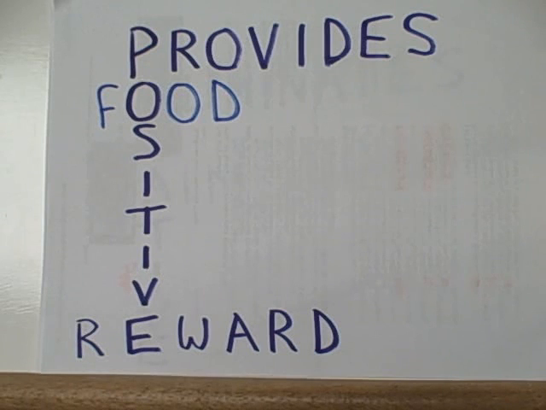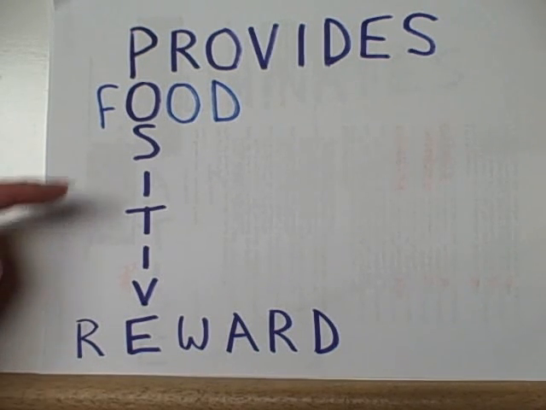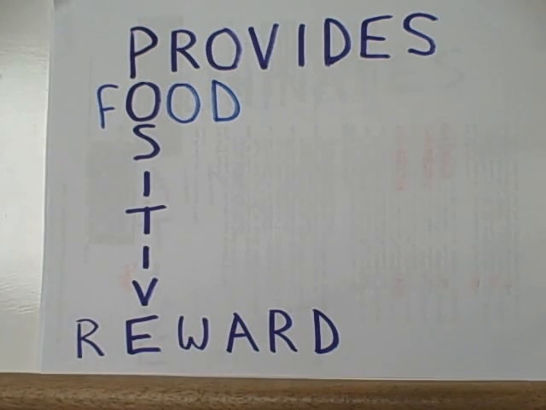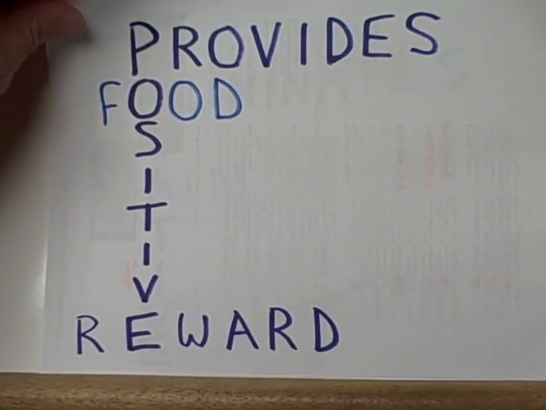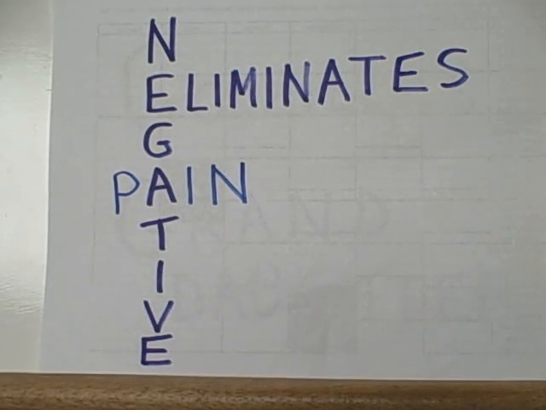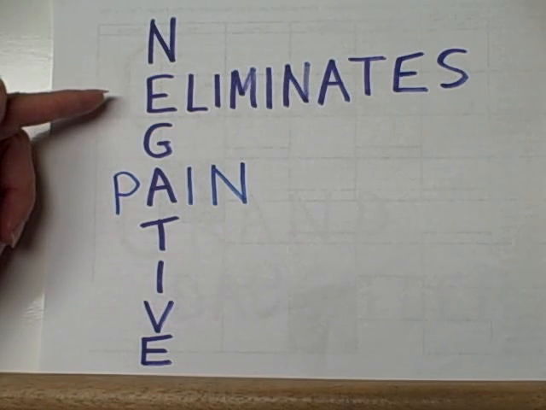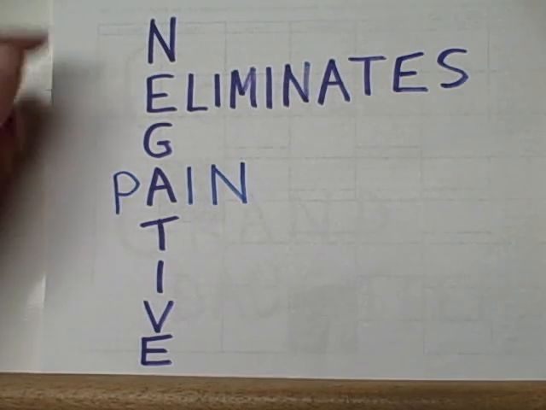Now let's talk about the difference between positive reinforcers and negative reinforcers. Positive reinforcers provide a reward, and the best example of a positive primary reinforcer would be food. A positive secondary reinforcer would be money. Both food and money are rewards that are provided to the organism for emitting a certain kind of response. Negative reinforcement eliminates an aversive stimulus, something that the organism does not want to happen, such as pain.